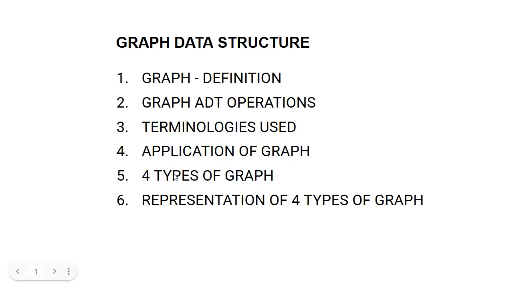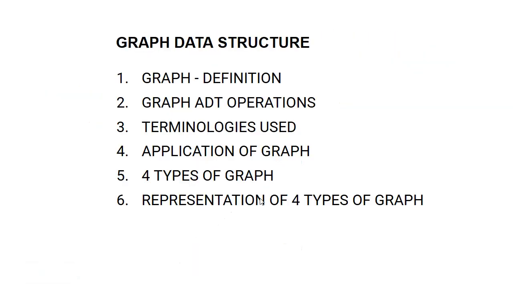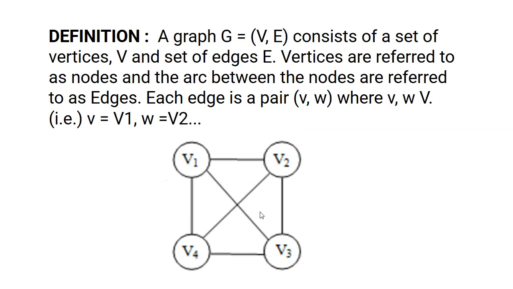And then we see about the four common types of graph. At last, the representation of the common types of graph in a computer system. Okay, we go for the definition of a graph.